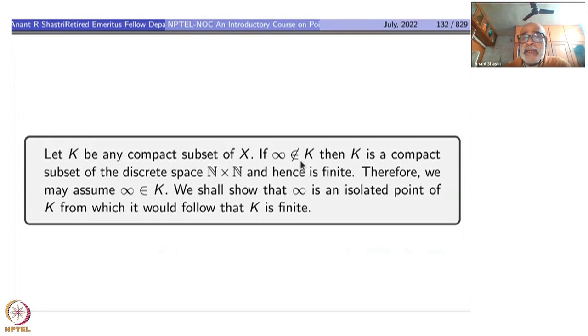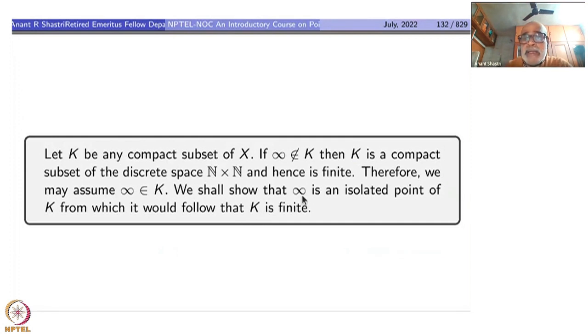But if infinity is there, assume that infinity is inside K, then we shall show that infinity itself is an isolated point of K. Therefore, if you remove that, that's an open subset. Isolated singleton points are open subsets of the space. If you remove it, the remaining set will also be compact because that will be a closed subset of the compact set. But then that will be inside N × N, so that is finite. Therefore, K will be finite.